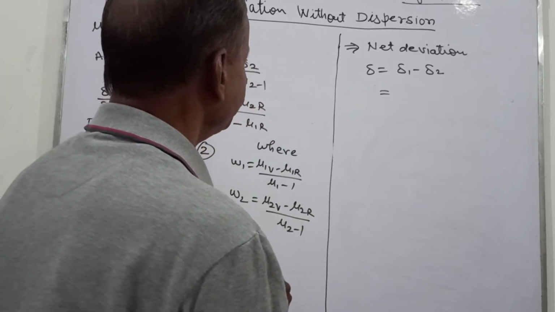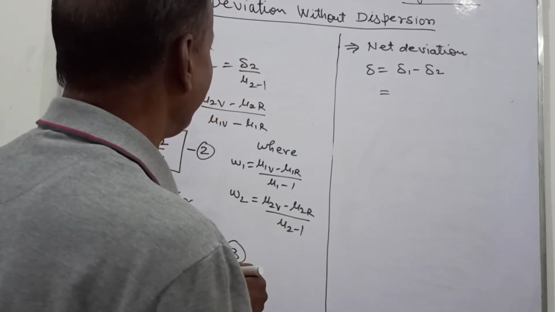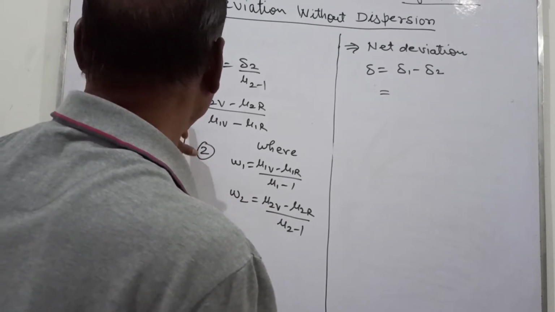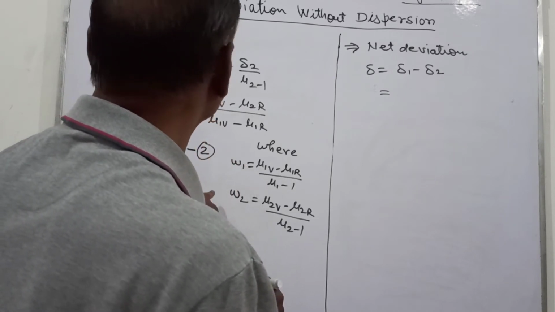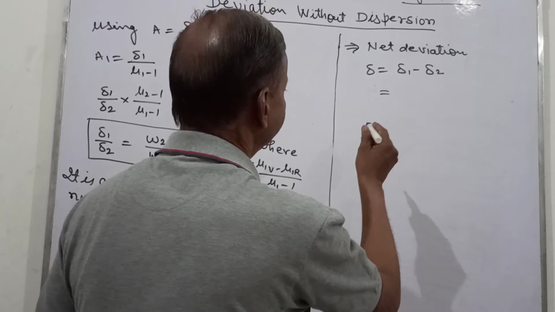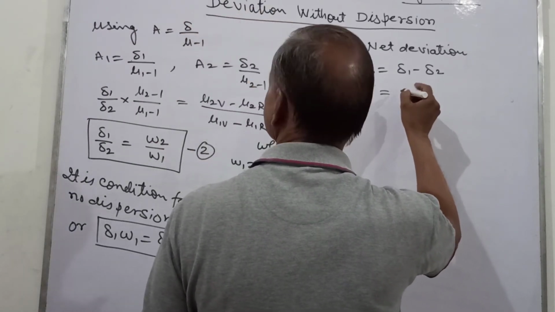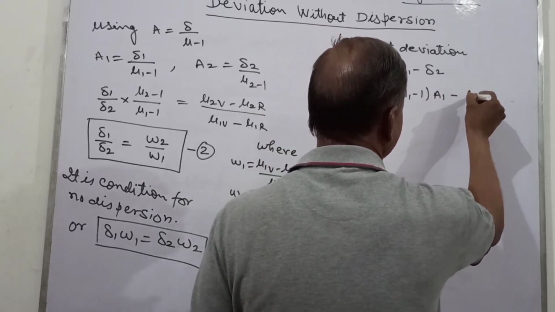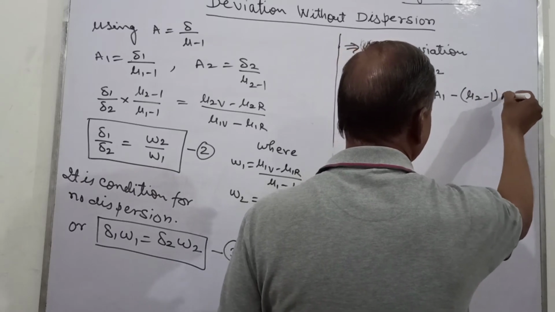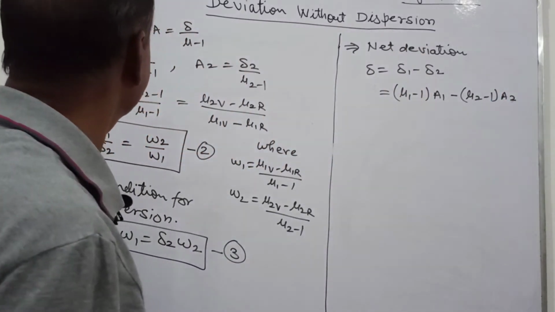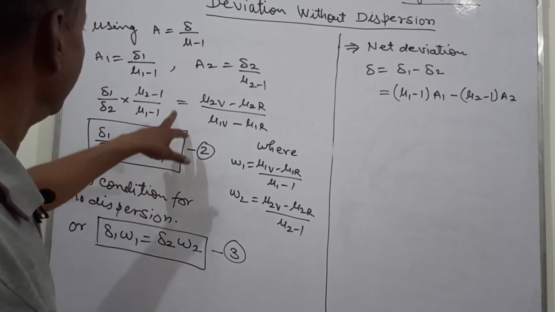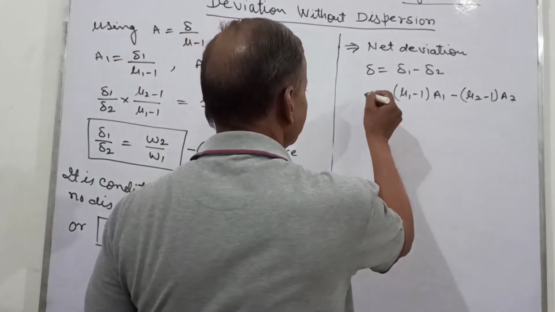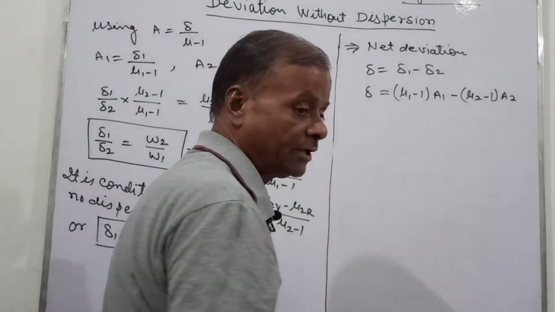now as we know that this delta 1 is equal to mu 1 minus 1 into a1 minus mu 2 minus 1 into a2. And now you can see that in place of a1 upon a2, now this is mu 1, so this much is the delta, this is now delta.